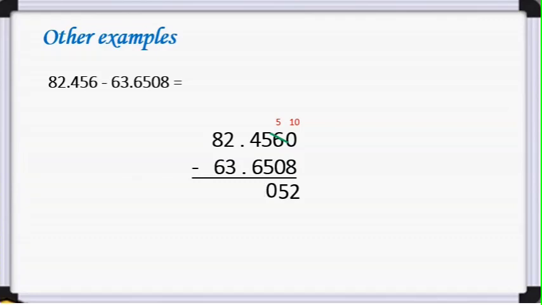So, we can't subtract 6 from 4. So, it means we need to regroup. We need to borrow 1 from our ones. 2 ones will become 1 one. And then, 4 tenths will become 14 tenths. So, 14 tenths minus 6 tenths, the answer is 8.